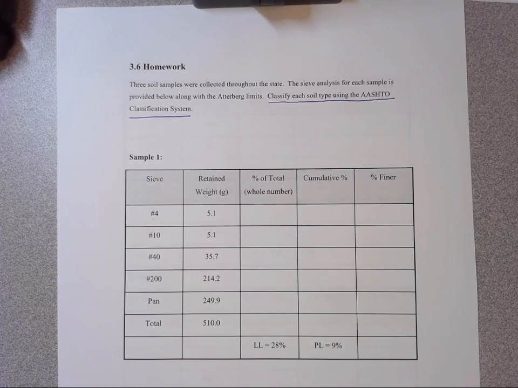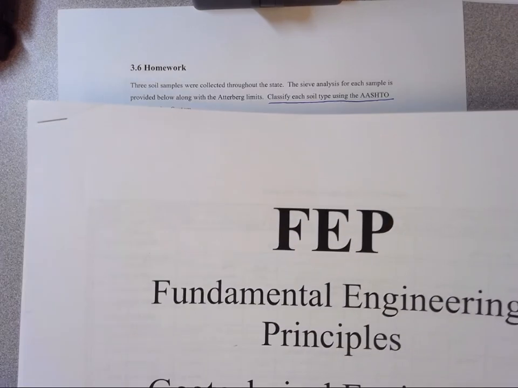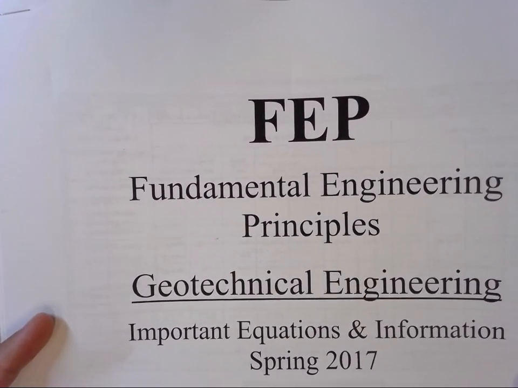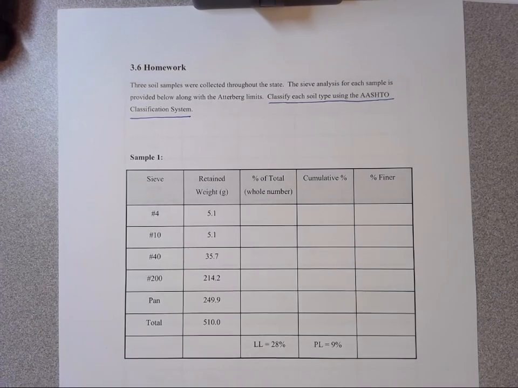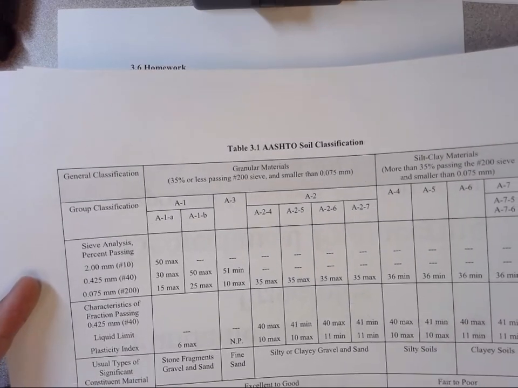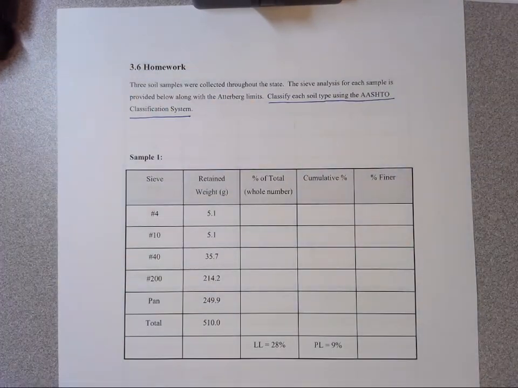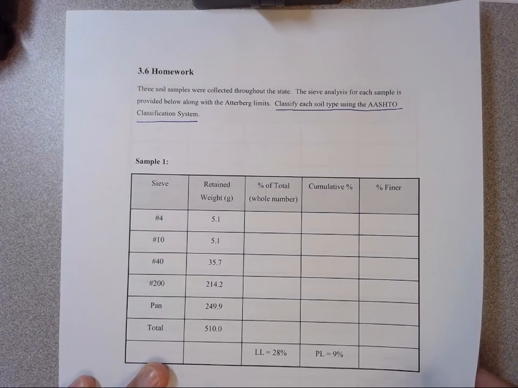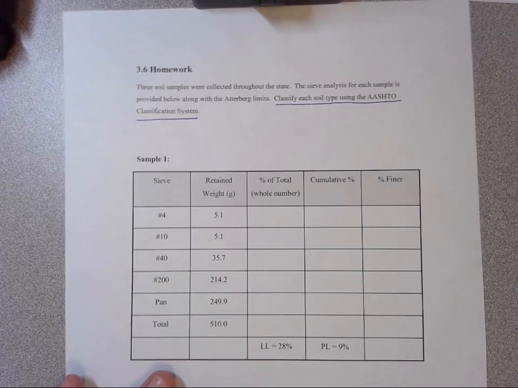So before we start in on this, the first thing we're going to want to do is make sure that you have your important equations and information handout, because you're going to need your table, that very first page table here that has the AASHTO soil classification. We'll need this information once we've gone through these calculations here. But let's go ahead and start off with these calculations. I'm just going to move out these other pages from underneath it. Come back to those in a moment.